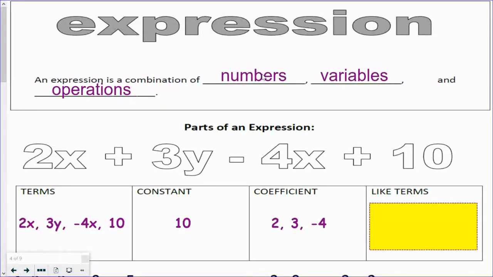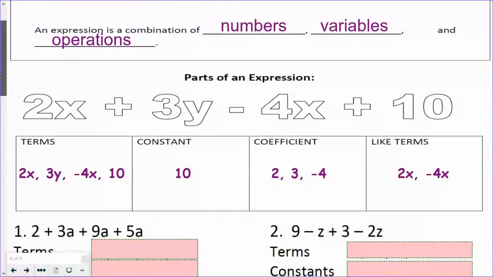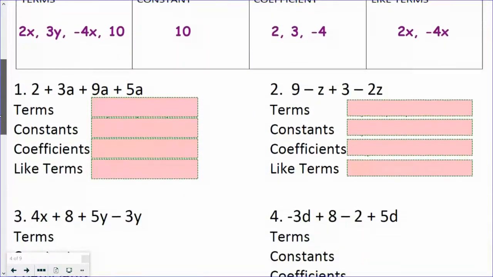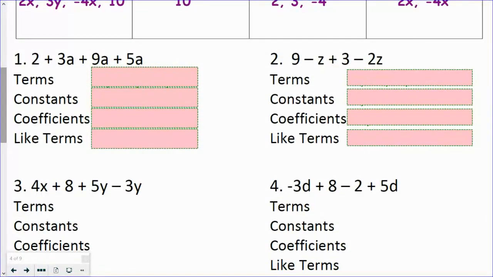Is there anything that we can combine because they are like terms? Yes. We can combine our 2x and our negative 4x. So let's do some practice. All right, so when I first look at this one, I have my terms. There are 4 different terms: 2, 3a, 9a, 5a. And we have our constants. There is only one number that is by itself, and that is our 2.